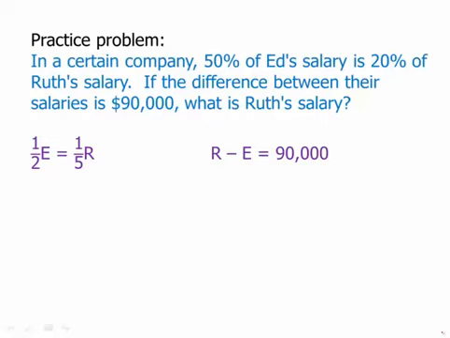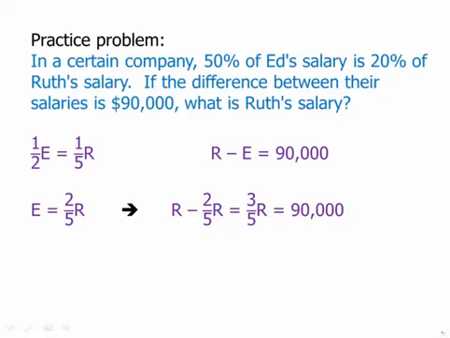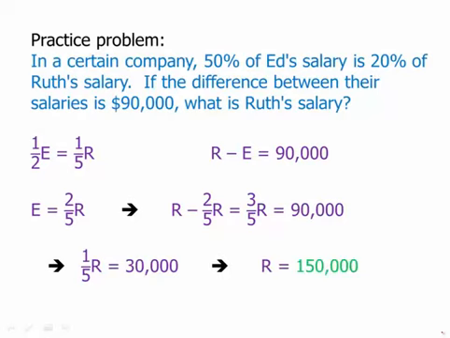Okay, so as in the last problem, we want to solve for Ruth. So it means one of the equations I'm going to solve for Ed's salary and then use that to plug into the other. And I'm going to choose to solve the left equation. I'm just going to multiply by 2. I'll get E equals 2/5 R, and then I can plug that in to the equation on the right. So I get R minus 2/5 R, and of course R minus 2/5 R is 3/5 R. You take away 2/5 of anything, you're left with 3/5 of it. 3/5 R equals 90,000. Divide both sides by 3. 1/5 is 30,000. Multiply by 5. R equals 150,000. And that must be Ruth's salary.